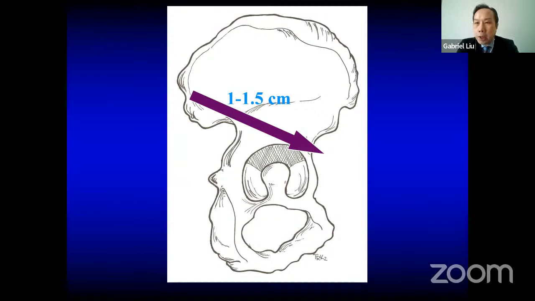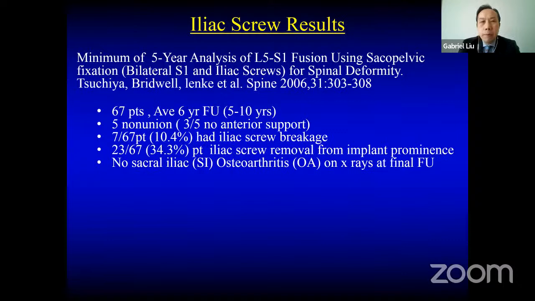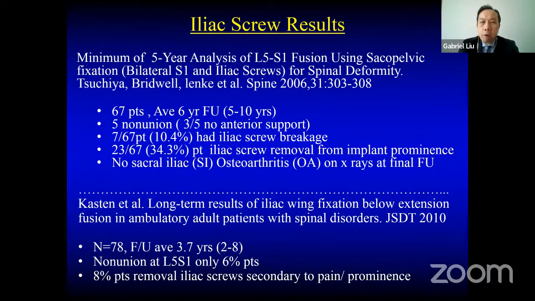Biomechanical studies have already demonstrated that the iliac screw with the S1 screw, as Dr. Yamato talked about, the Galveston technique, is particularly strong. In long-term results, fixing to the ilium reduces pseudoarthrosis at L5-S1 from about 50% down to about 10% plus or minus. It will also reduce the potential for sacral fracture in long-term follow-up for adult deformity fixation.